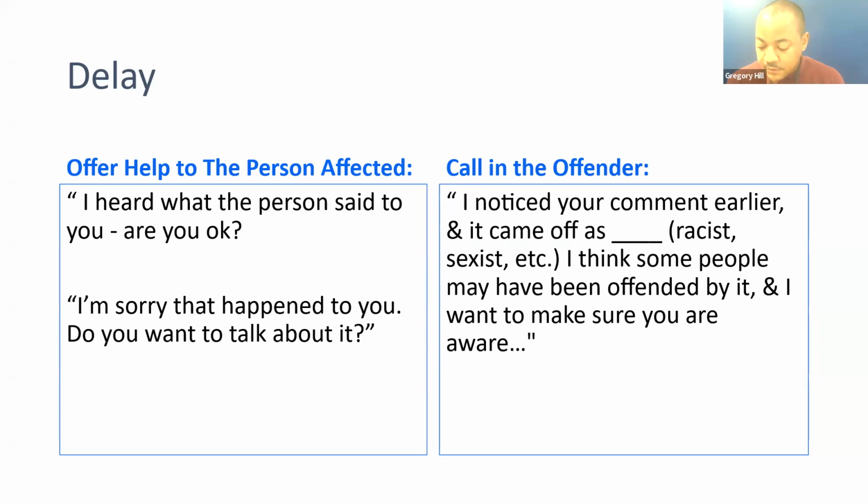The main thing to remember about the delay approach is that even if you are unable to intervene in the moment, you can still take action to show support for the person who was affected and also try to mitigate future harmful behaviors.